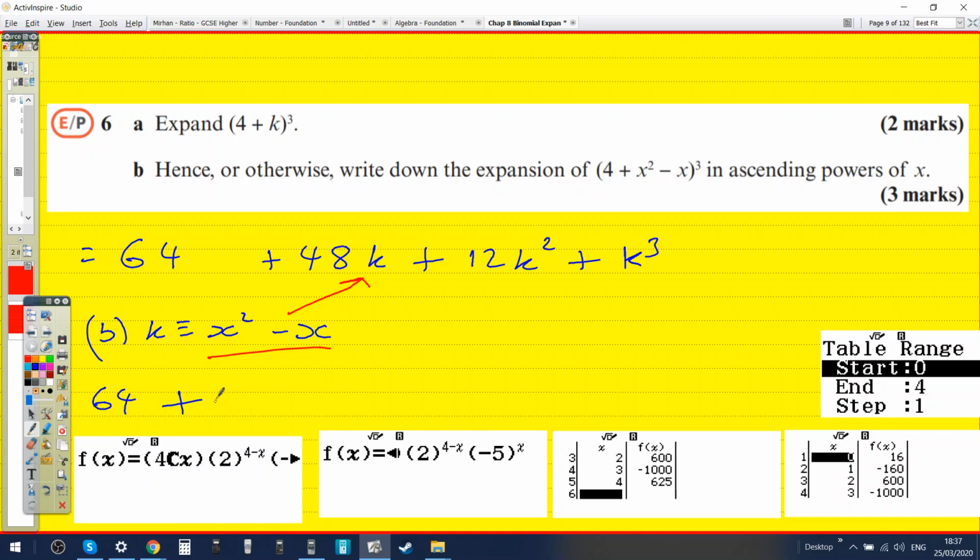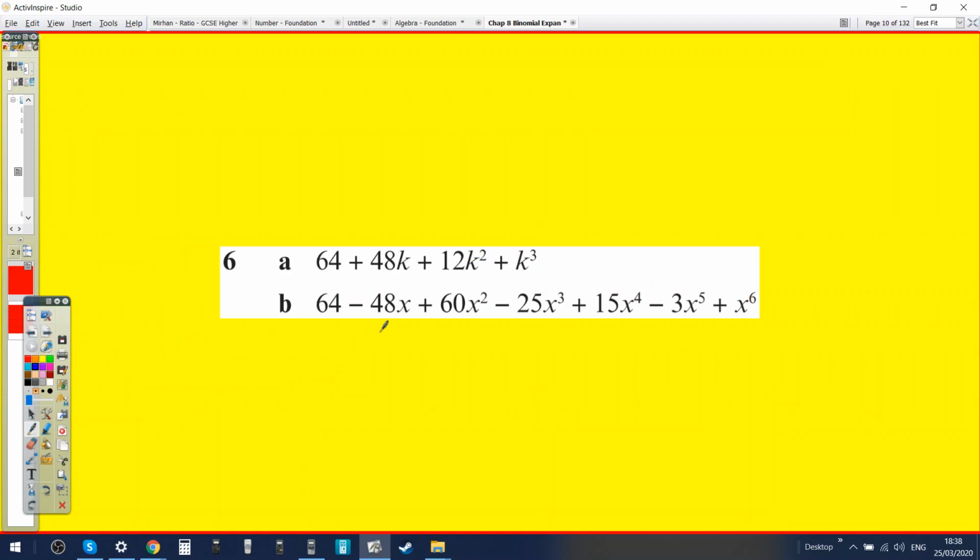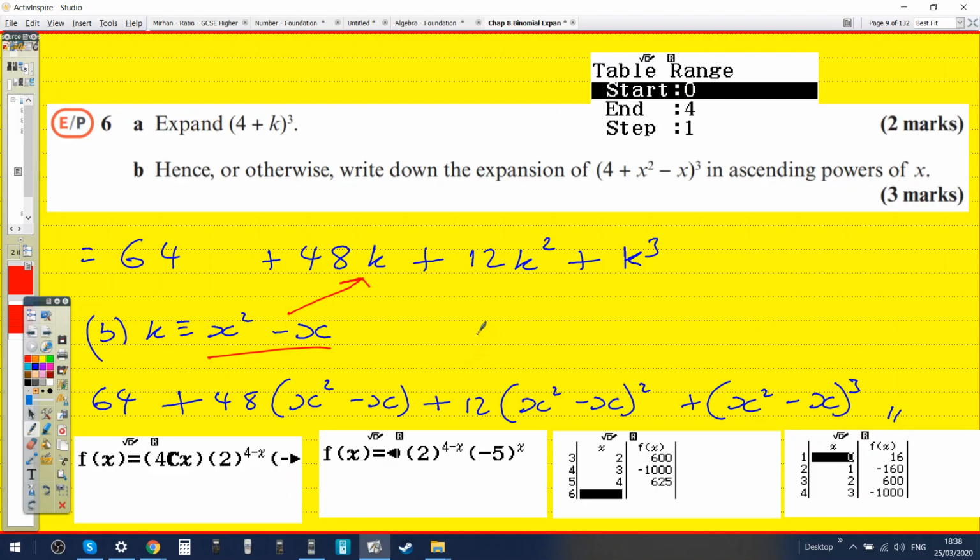Yeah, and then 48 brackets x squared minus x, and then plus 12 brackets x squared minus x brackets squared, plus brackets x squared minus x brackets cubed. That's full marks. Come on. They didn't ask for simplest form. Okay, they actually expanded it and they got x to the 6 and stuff. There you go. Do you want to go through expanding that whole thing?